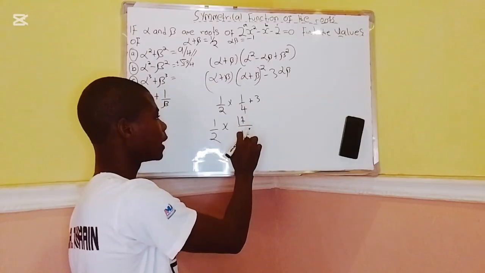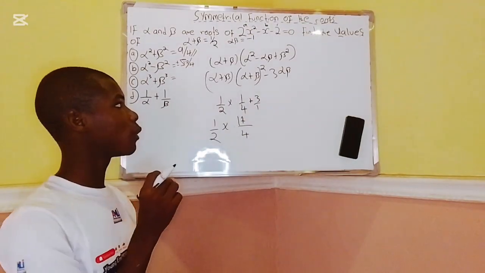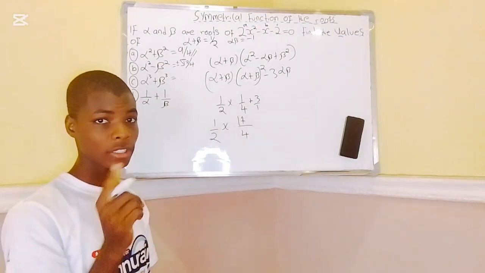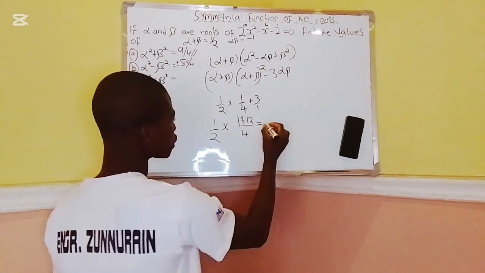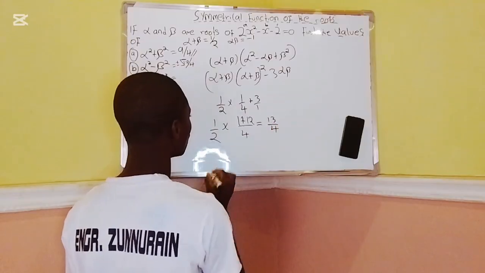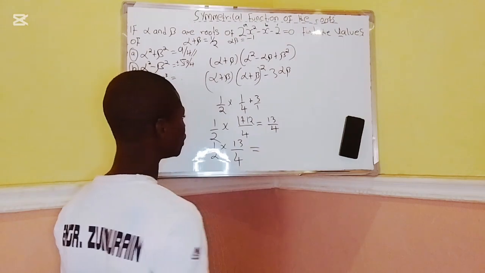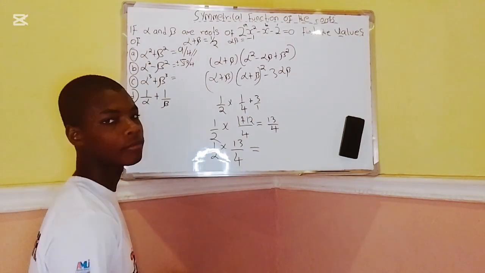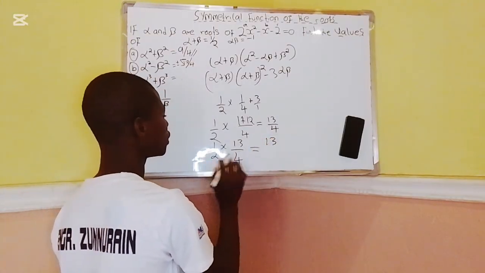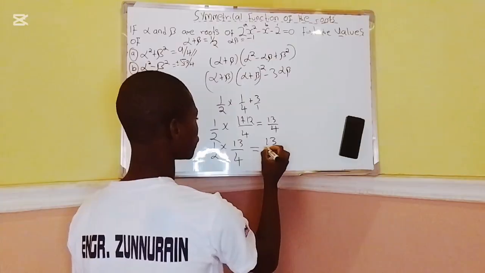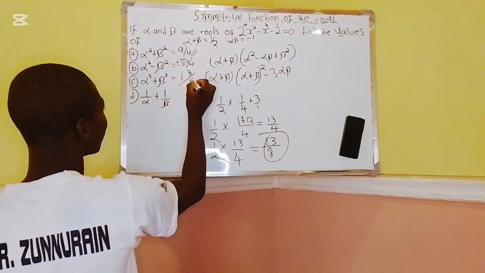4 into 1, which is 4. So 4 multiplied by 3 gives me 12. So I will have 12 here. So this will be equal to 13 over 4. So 1 over 2 multiplied by 13 over 4 will be equal to 1 multiplied by 13, which is 13, and 2 multiplied by 4, which is 8. So it will be equal to 13 over 8.